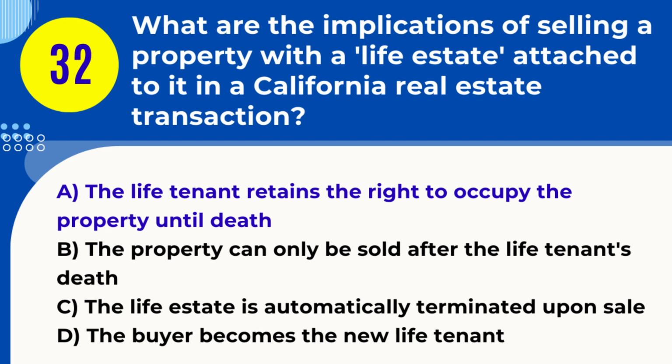Answer. A. The life tenant retains the right to occupy the property until death. Explanation. When selling a property with a life estate in California, the life tenant retains the right to occupy the property for the duration of their life. The buyer acquires the remainder interest and will have full ownership only after the life tenant's death.